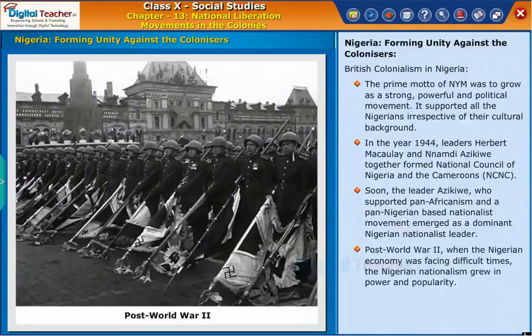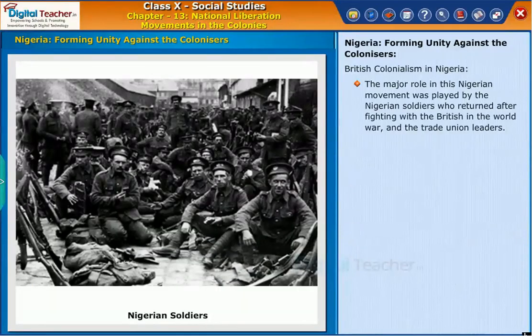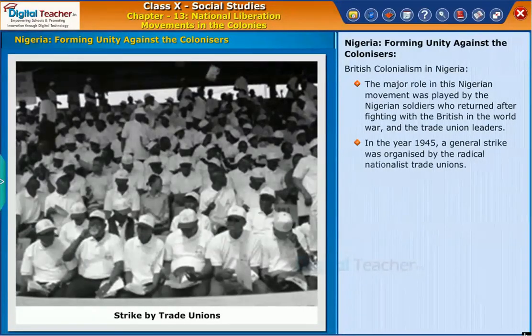Post-World War II, when the Nigerian economy was facing difficult times, Nigerian nationalism grew in power and popularity. The major role in this Nigerian movement was played by the Nigerian soldiers who returned after fighting with the British in the World War, and the trade union leaders. In the year 1945, a general strike was organized by the radical nationalist trade unions.